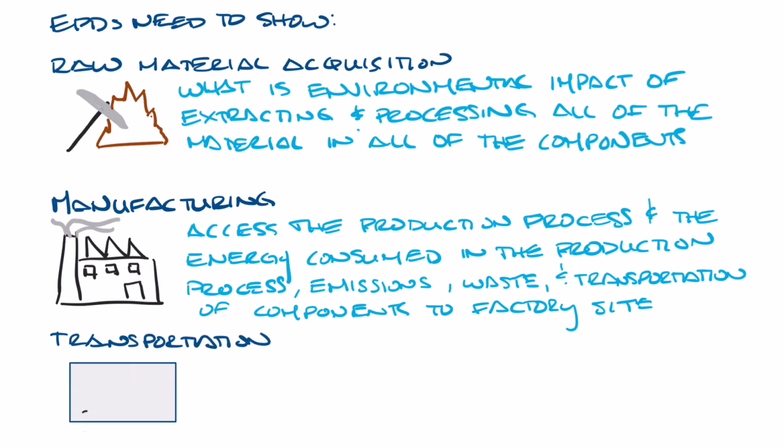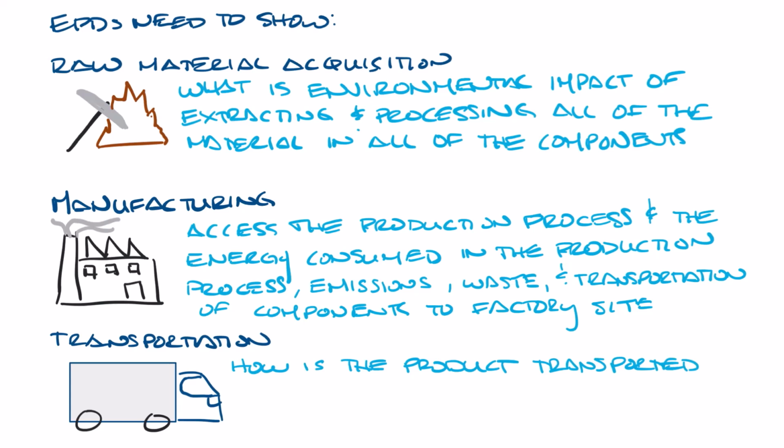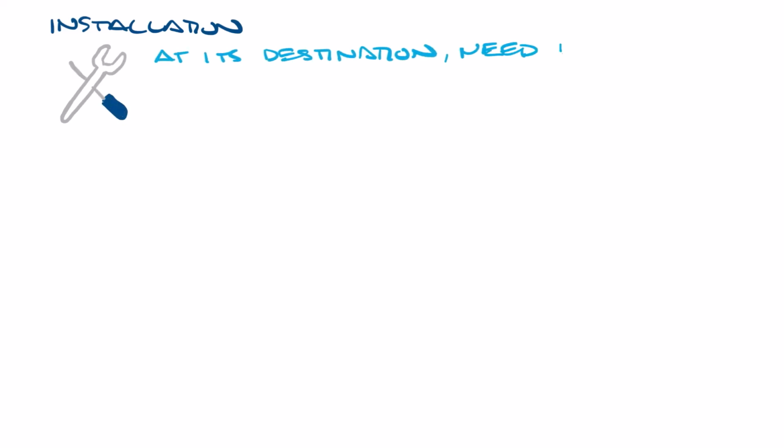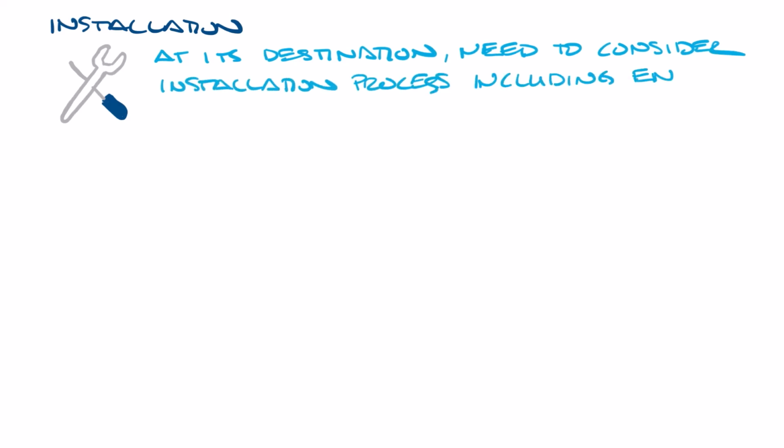Then there's transportation. They have to consider how the finished product is transported from the factory to the end user. Different modes of transportation have different environmental impacts. Let's slide this over one more time. Next, we have installation. Once the product reaches its destination, they need to consider the installation process. This includes the energy and materials used during installation.